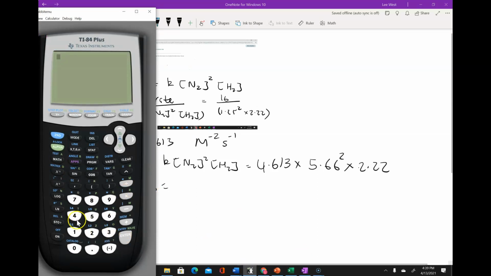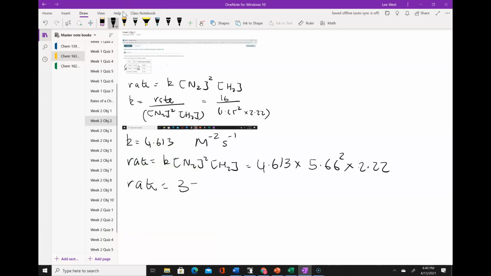So let's see what we get for the rate when we put all of that into our calculator. So we want 4.613 times 5.66 squared times 2.22, and we're going to go to 3 significant figures. So it is 328, and the units are molarity per second. So 328 molarity per second.